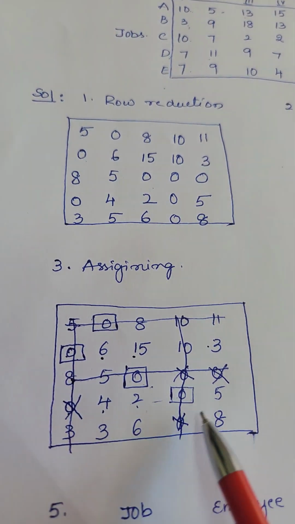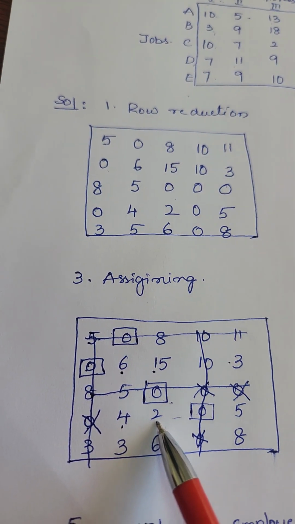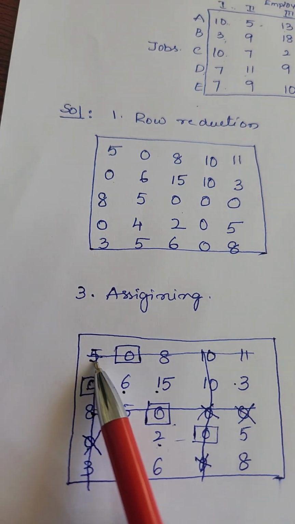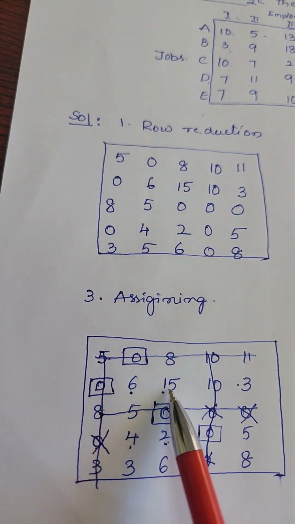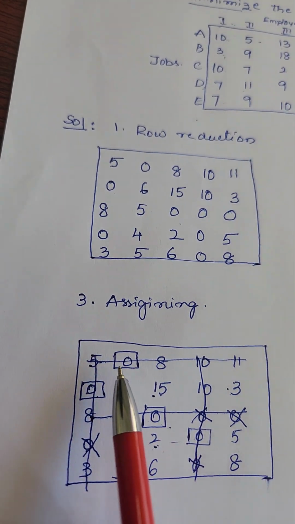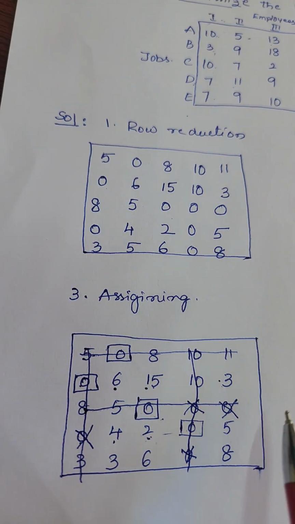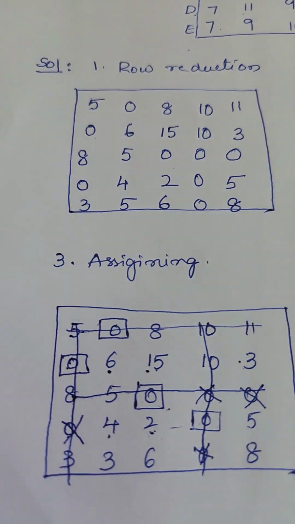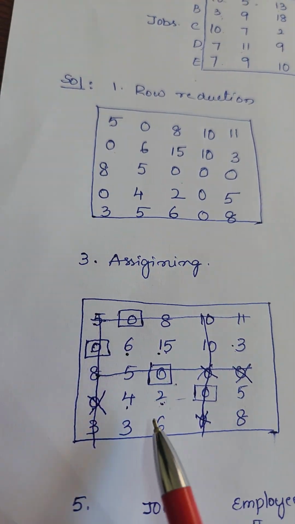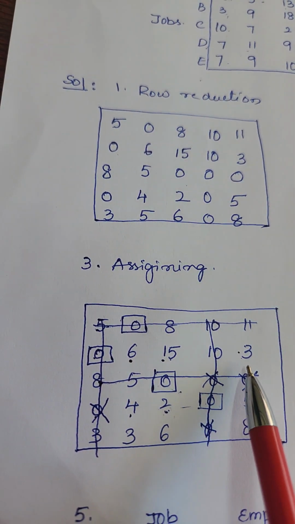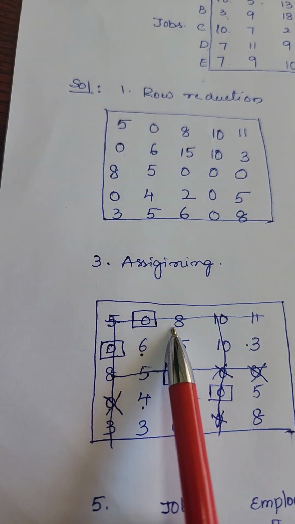So among all these uncovered elements, what is the least element? 2. 2 is the least element. So add this 2 at the point of intersection of two lines and subtract this 2 from the uncovered elements, and the elements under the line are as it is in the next table. Once again I will repeat, add this least element 2 at the point of intersection and subtract this 2 from the uncovered elements, and the elements under the line are as it is in the next table.